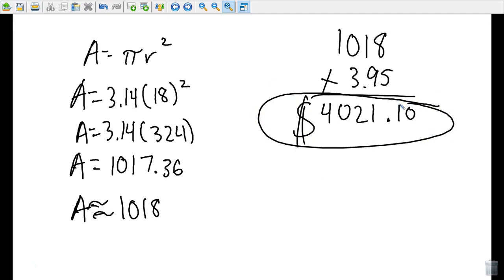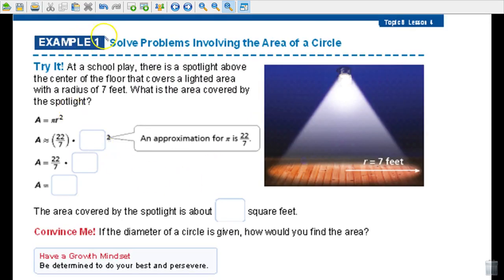Okay, let's do the try it. Example 1, try it. Pause it. All right, I'm glad you're back. At a school play, there's a spotlight above the center of the floor that covers a lighted area with a radius of 7 feet. What is the area covered by the spotlight?